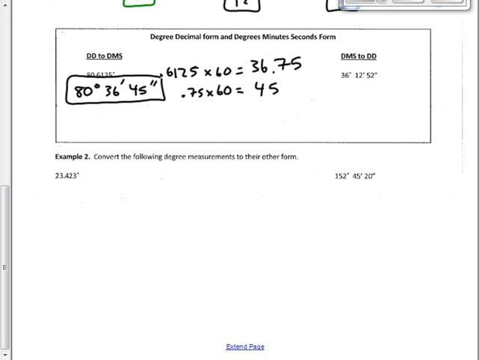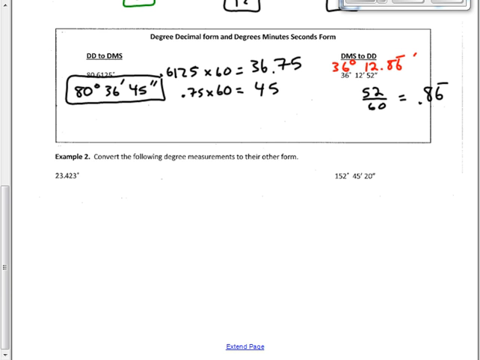So I'm going to start at the end. I'm going to start with the smallest portion. So I'm going to start with the 52 seconds. And I'm going to take those 52 seconds and divide them by 60 so that I can turn them into a decimal portion of minutes. And so when I take 52 divided by 60, I get 0.86 repeated. That's minutes now. So instead of 36 degrees, 12 minutes and 52 seconds, I've got 36 degrees and 12.86 repeated minutes.